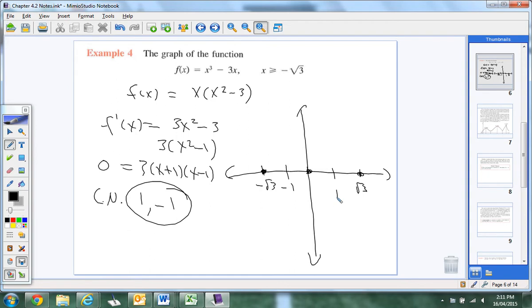If I plug in a 1, what's 1 into the original? What does that give me? 1 minus 3, correct? -2. And then -1 gets me -1 cubed is a -1 plus 3 is 2.